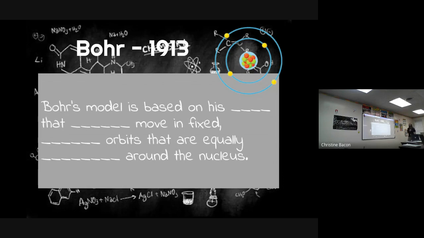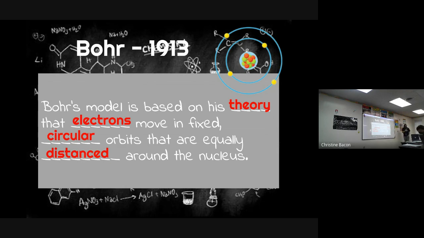Niels Bohr came up with the theory that electrons move around the nucleus in fixed circular orbits. You need to know the word orbit, just like a planet orbits around the sun. Bohr's model is based on the theory that electrons move in fixed circular orbits that are equally distanced around the nucleus. We use the Bohr model in teaching chemistry because it allows us to show how electrons are shared between elements when we talk about ionic bonding.